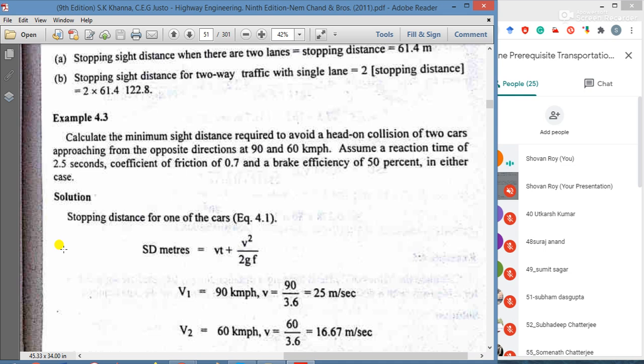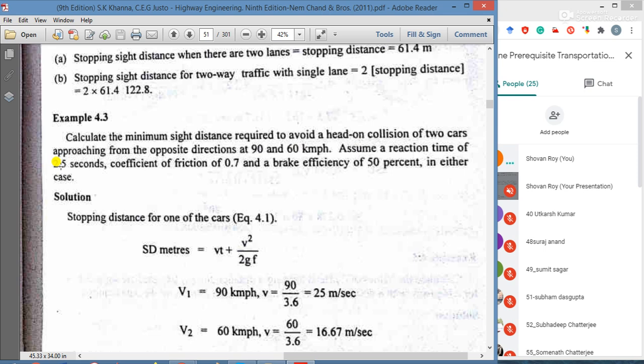Assume a reaction time of 2.5 seconds, coefficient of friction of 0.7 and a brake efficiency of 50% in either case. Either case means both the cases. That means calculate the minimum sight distance required to avoid a head-on collision of two cars approaching from opposite directions. The speed of one car is 90 and the other car is 60 km per hour. Both are opposite to each other. Assume a reaction time of 2.5 seconds.